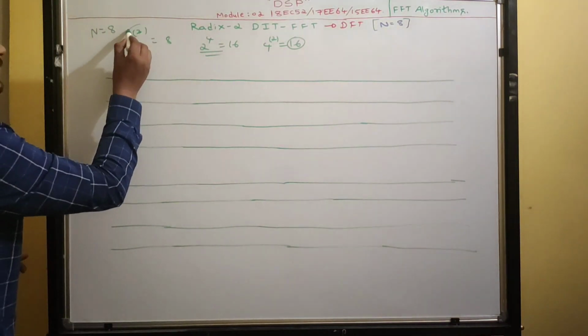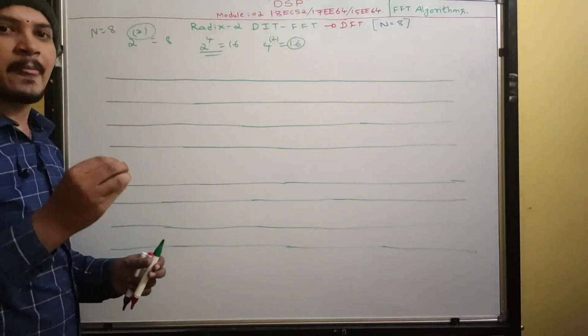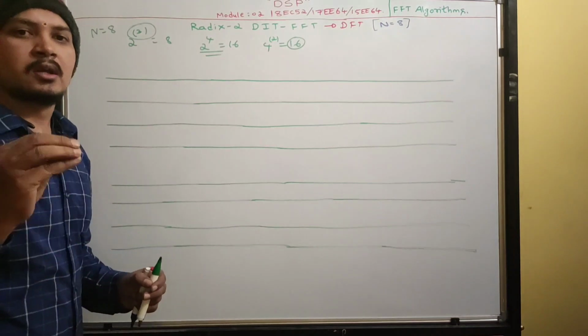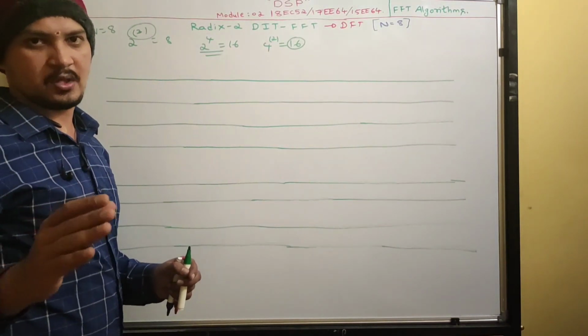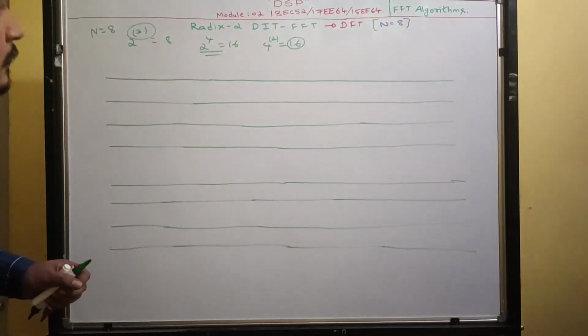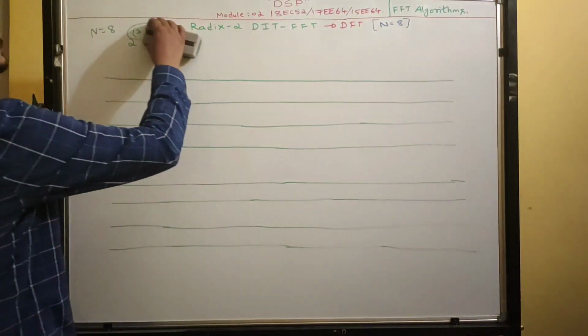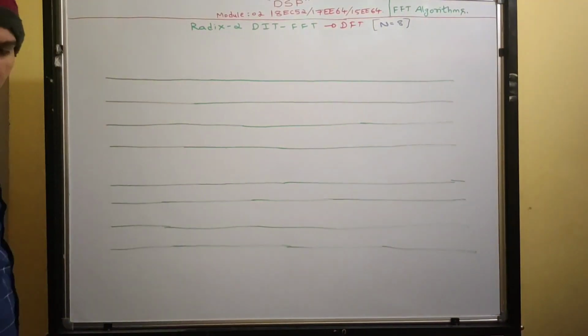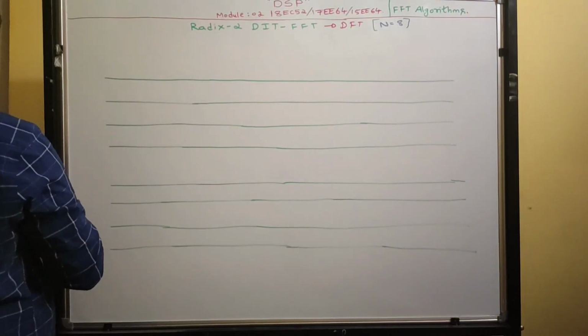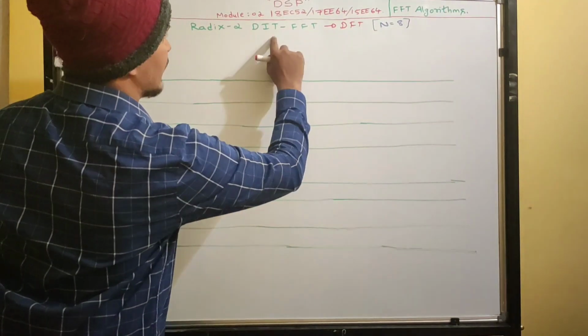What does this 3 indicate? 3 indicates the number of stages. To compute an 8-point DFT, you will get 3 stages. Okay, 3 stages you will get. Fine. So I am writing for 8-point DFT. Remember what I said earlier, radix 2 means DFT.